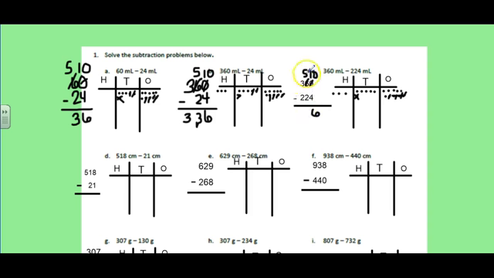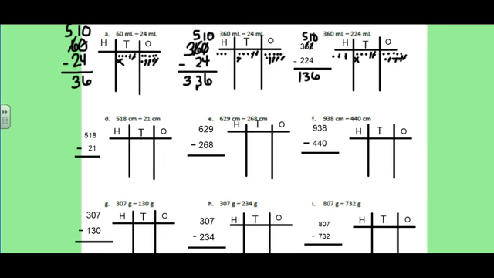Now we're at our tens place. We have 5 tens, and we need to take away 2. So when we take away 2, we're left with 3 tens. And then in our hundreds place, we have 3 hundreds, and we need to take 2 of them away. So now we're left with 100. So this is 136.